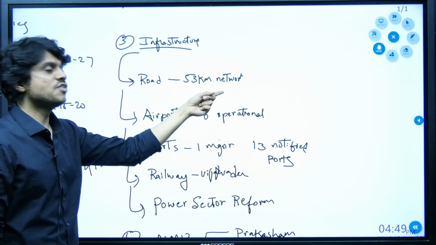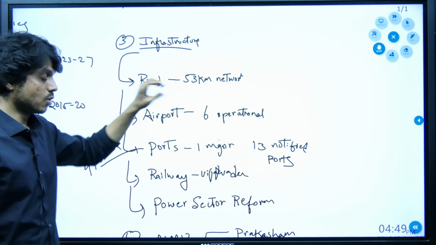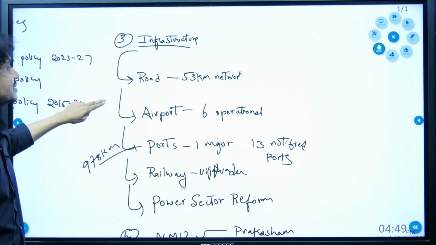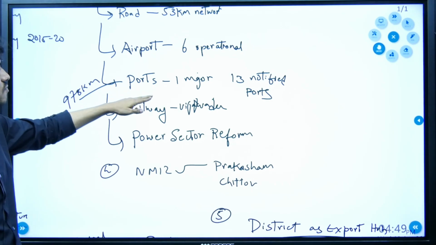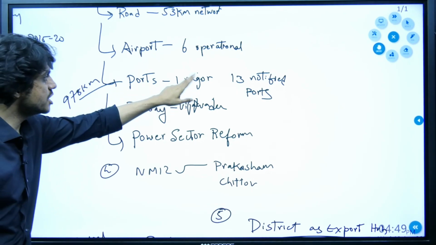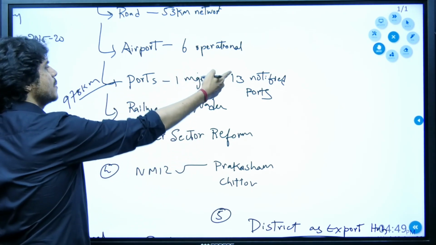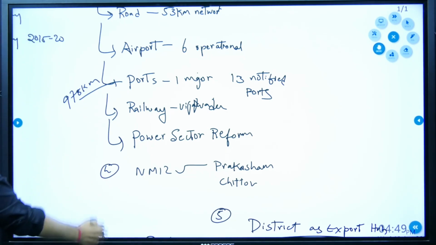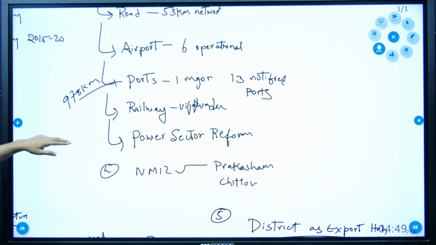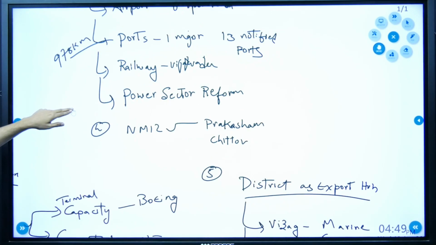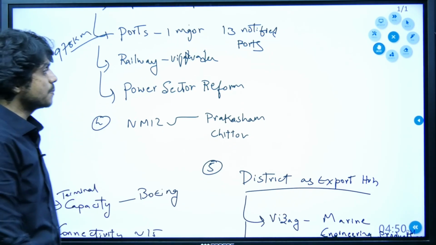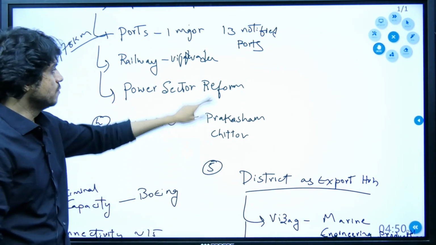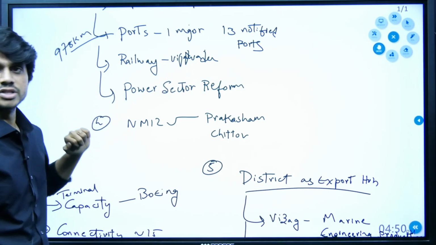So we have the 53,000 kilometer rural road network, and then we have 6 operational airports, with one major airport at Visakhapatnam and some other minor airports. 13 notified ports are there. We have a coastal area of 978 kilometers. Then we have the railway. We are also demanding a separate railway zone under Visakhapatnam. We also have good railway connectivity under Vijayawada.